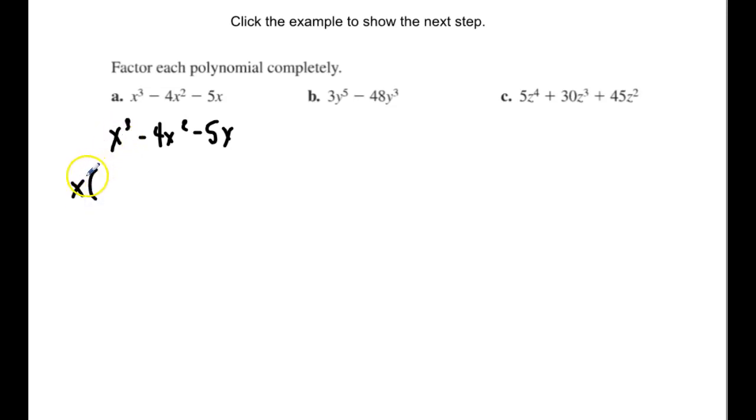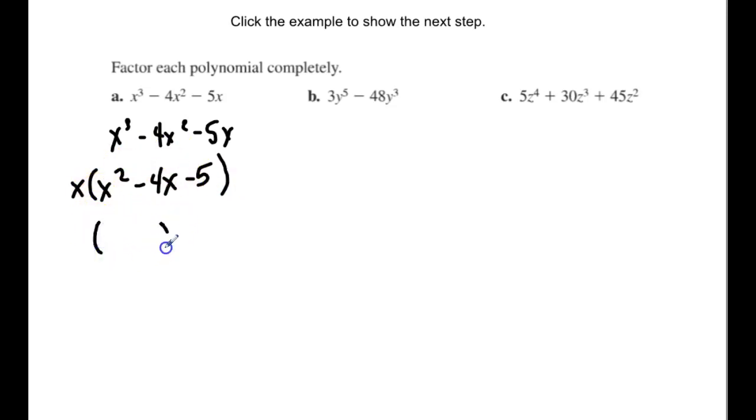And I know that I'm left with, I divide each term by that. So x cubed divided by x leaves me with x squared. 4x squared divided by x leaves me with 4x. And this leaves me with a 5. So that's the first step with this one. I'm not quite done yet. So now I know that I need to factor this trinomial, right? And it's a trinomial because it has three pieces.